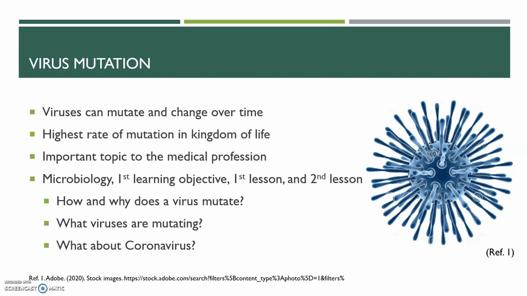Through this presentation, we're going to have three main points. The first point is how and why does a virus mutate? Secondly, we're going to be looking at what viruses are mutating around us. Within this, we're going to be looking at influenza viruses and HIV viruses. And finally, we're going to be asking the question, what about coronavirus? What is going on in our current situation and the pandemic we are currently living in?